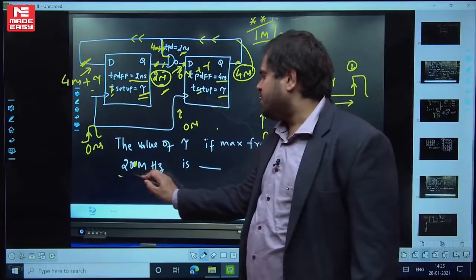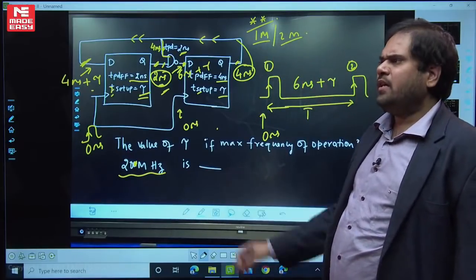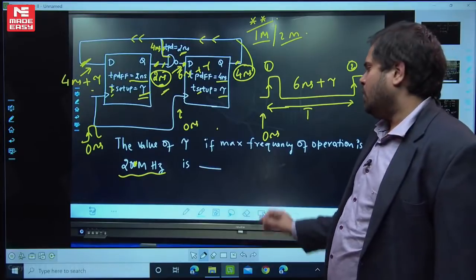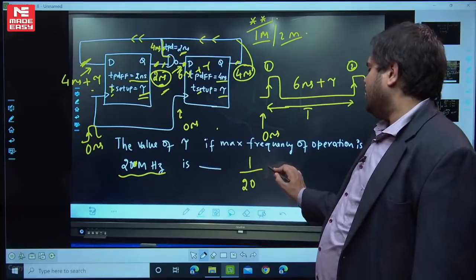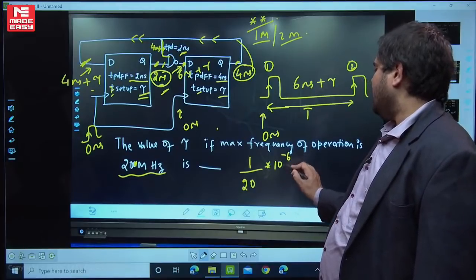What is the frequency of operation? 20 megahertz. Convert कर लीजिए अभी. So 1 by 20 कितना होगा बताइए? 1 by 20 mega. So 20 into 10, so we can say 10 power minus 6.